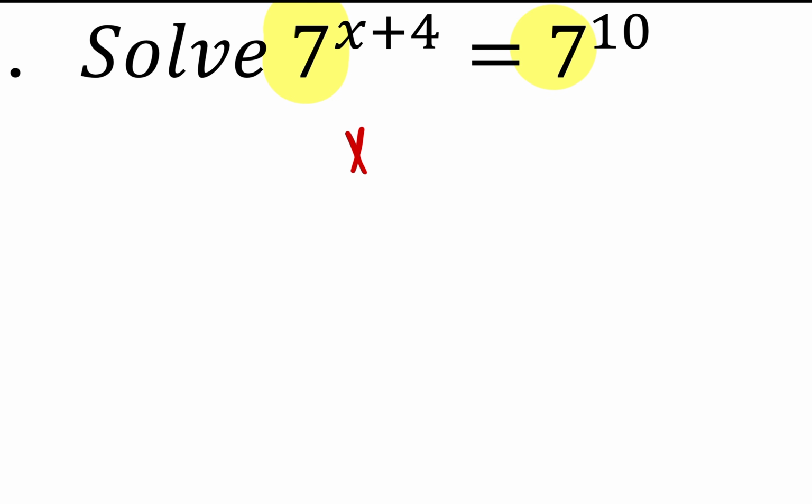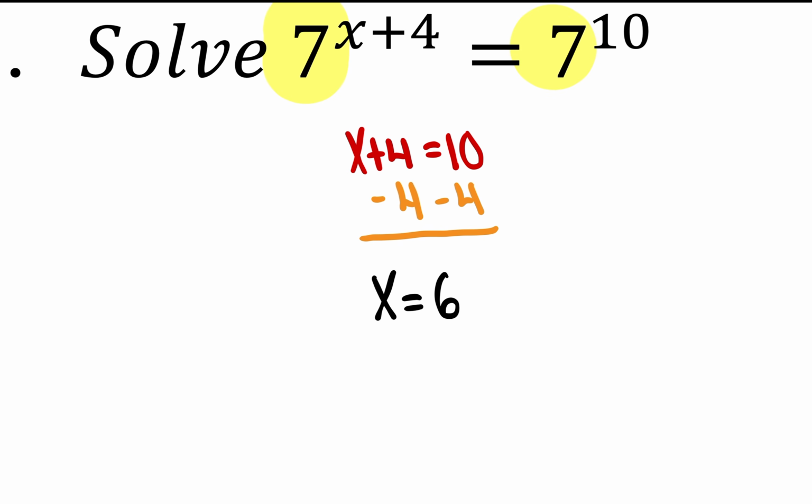So I have x plus 4 is equal to positive 10. I will then subtract 4 on both sides. And this will leave me with a final solution of x is equal to positive 6.